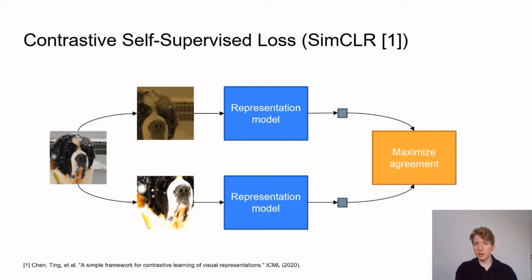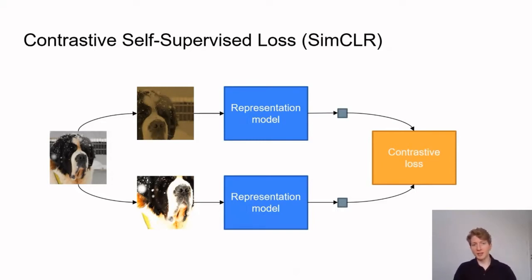Now, while this might sound like a good way to go, a major problem remains. With the current setup, the representation model can find very trivial solutions. For example, it could predict the same vector for all inputs, which would clearly maximize the agreement, but it's also clearly not what we wanted to do, and such representations would not be useful for a downstream task.